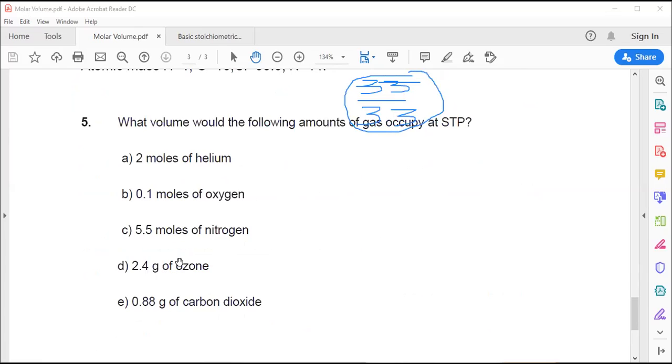Formula for ozone. I think they'll give you the formula. If you don't know it, they'll give it to you. Especially for these substances that are not common, they'll give it to you.